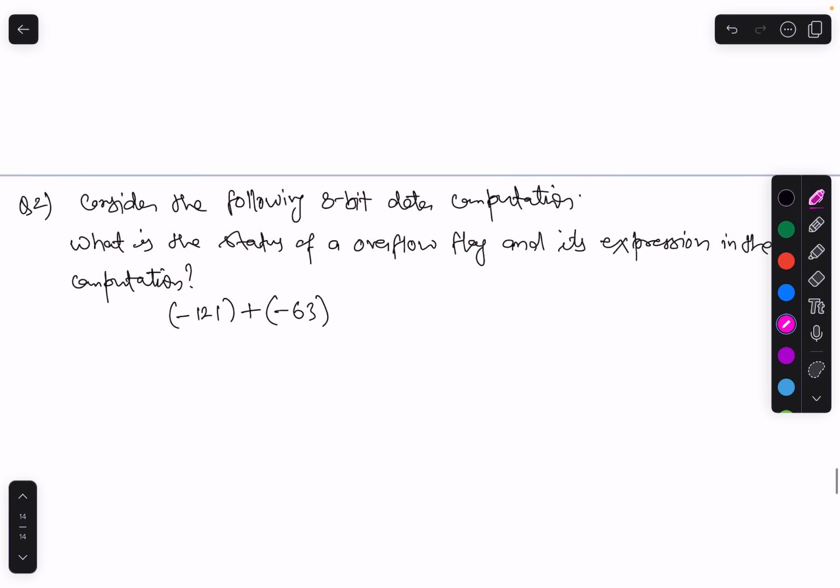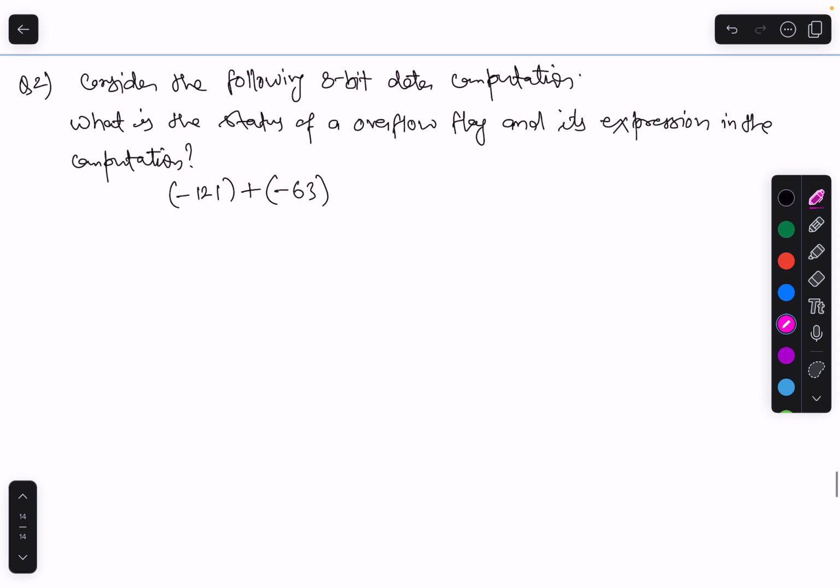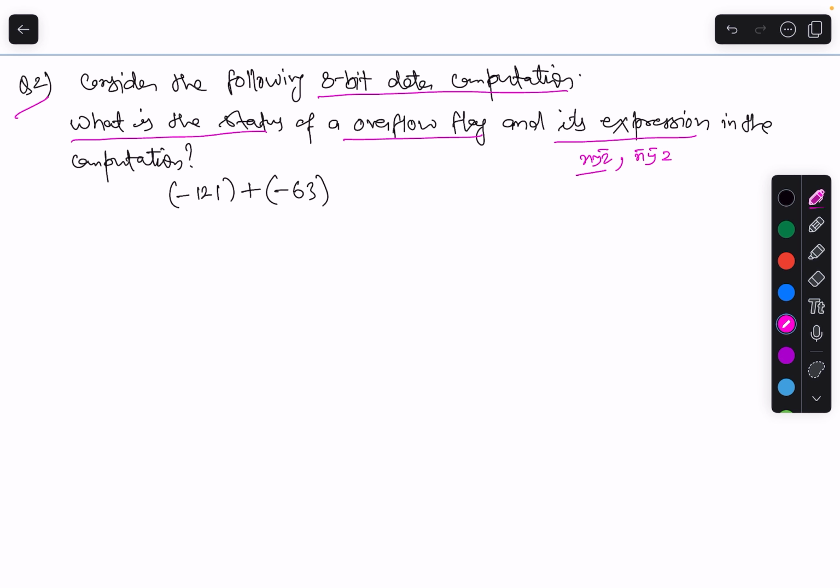Now let's solve the second question. The second question is, consider the following 8-bit data computation. What is the status of the overflow flag and its expression? So we need to find if x y z bar or x bar y bar z holds in the computation.